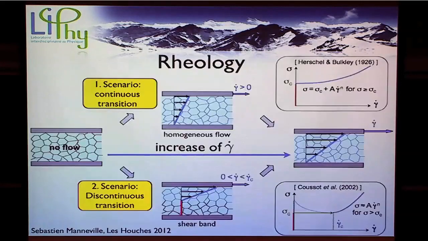When talking about real soft materials, there is another curve which is often displayed, the rheological curve. This is concerned with the steady state of the system, so you shear it until it reaches steady state. There are two scenarios possible. You have here the flow transition. If your shear rate equals zero, it doesn't flow. If you increase the shear rate, it starts to flow. The first scenario is that you have a continuous transition to flow.